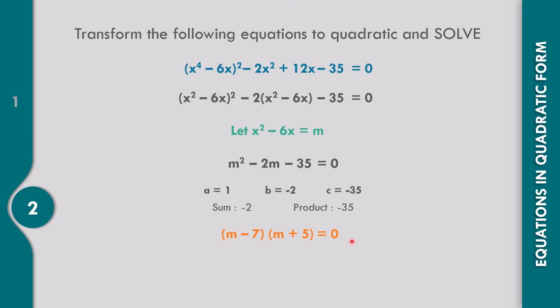equals 0. Afterwards, let us separate the two so that we can get the value of m. First, m minus 7 equals 0. So it means m is equal to 7. Second one, m plus 5 equals 0. So the second value of m is equal to negative 5. So we have the two values of m, that is 7 and negative 5.